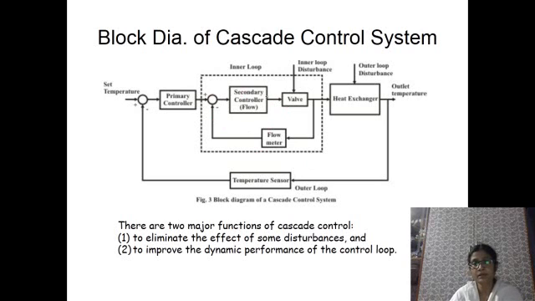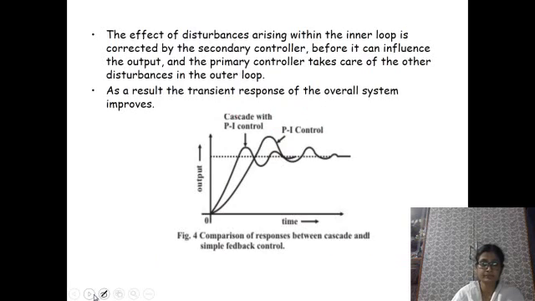Since the inner loop is, see, this is the temperature controller. The temperature system is much slower compared to the flow system. So as this is the faster system, the dynamic performance will be improved, and the other disturbances due to flow rate change or steam flow path will be measured and controlled by the inner loop. So the effect of disturbance arising within the inner loop is corrected by the secondary controller.